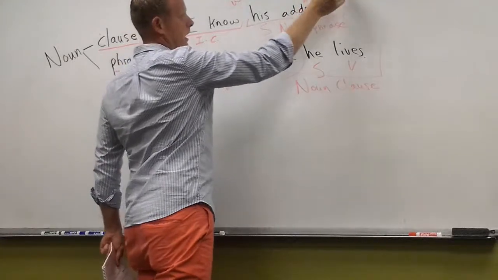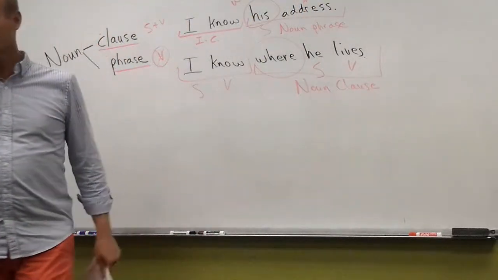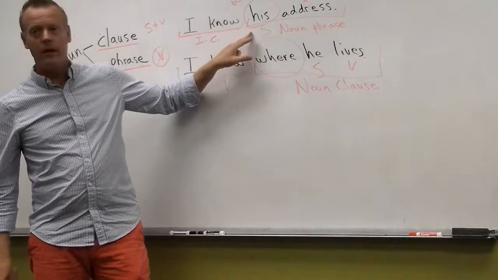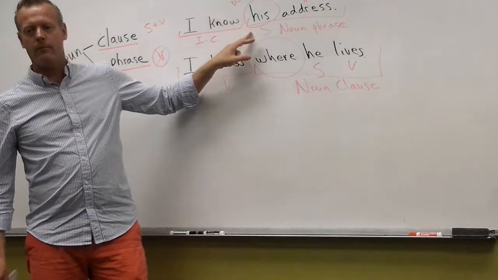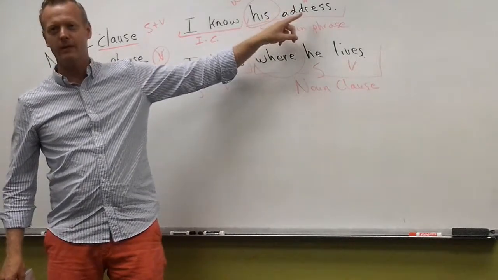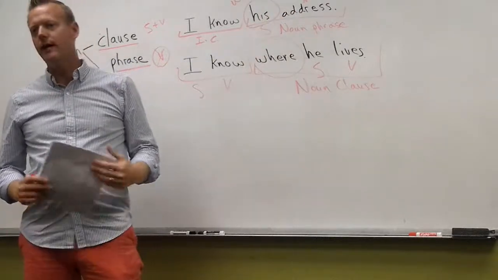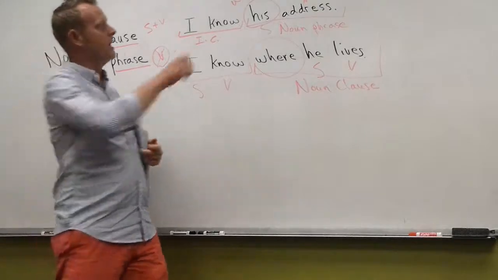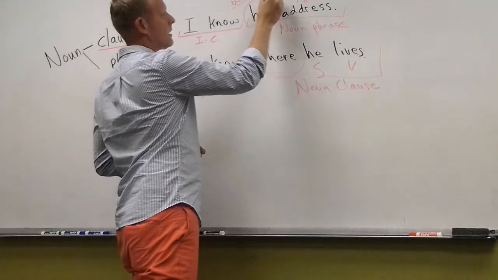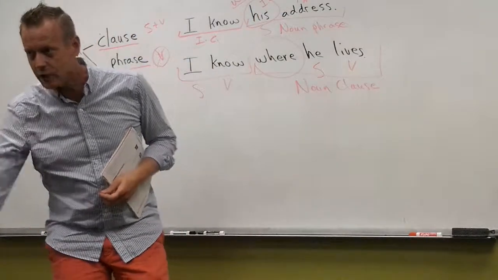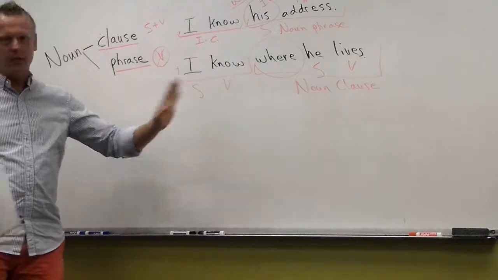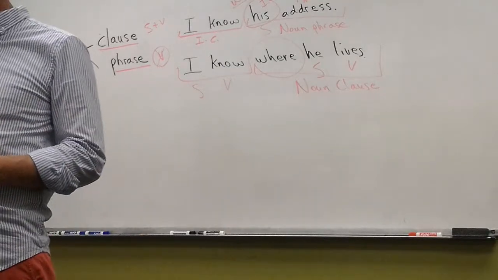So what is this, his? It's called a possessive adjective, because it belongs to him. It describes address. Remember, you find the direct object by asking what, and then you find the indirect object by asking who. Whose address? His address. I just want you to know the pieces of a sentence. But really, it's just a subject, verb, object. Okay, that's it.